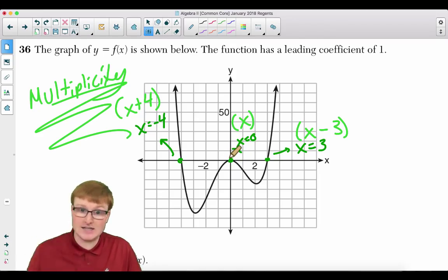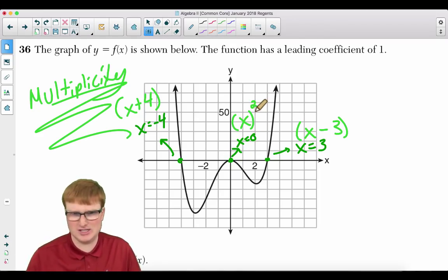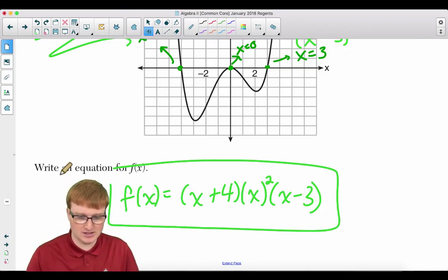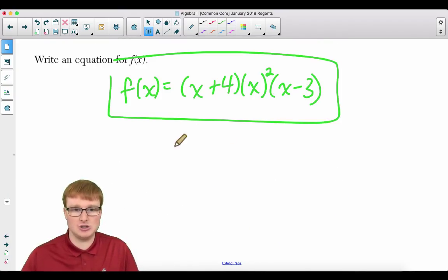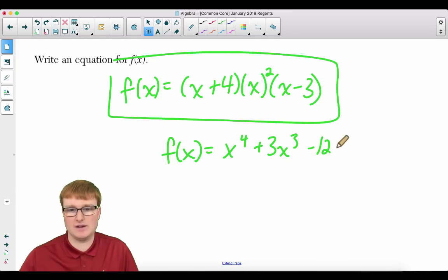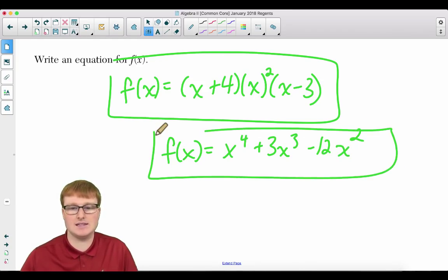It bounces off the x-axis, so this is technically x squared. That's why I withheld that information from you. So this is x squared. Ladies and gentlemen, that is the equation of f of x. Now, if you decided to distribute and you wrote down f of x is equal to x to the 4th plus 3x to the 3rd minus 12x squared, that is also perfectly acceptable.